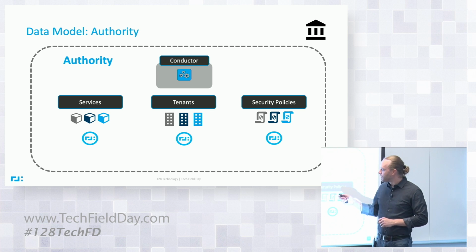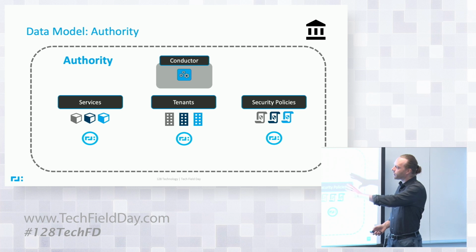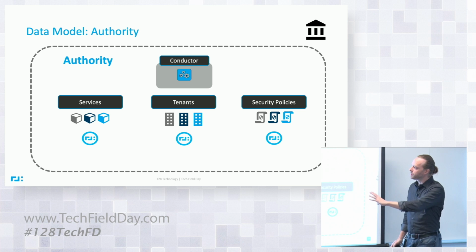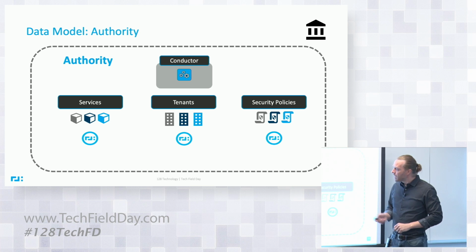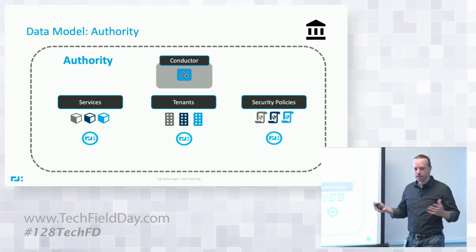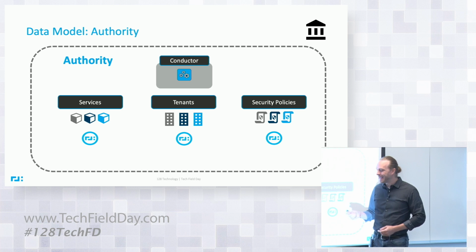I mentioned briefly the notion of this conductor. And I'm going to take a step back from the data model just to describe how the conductor sits, where it's deployed in the network, and its role and function. So the conductor, as I mentioned, is an orchestration monitoring platform used for zero-touch provisioning.